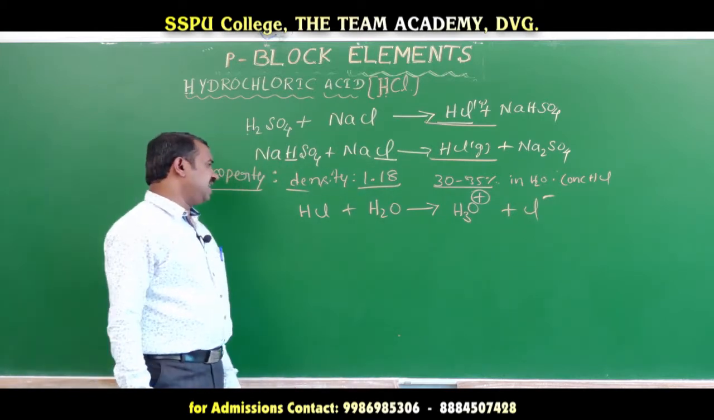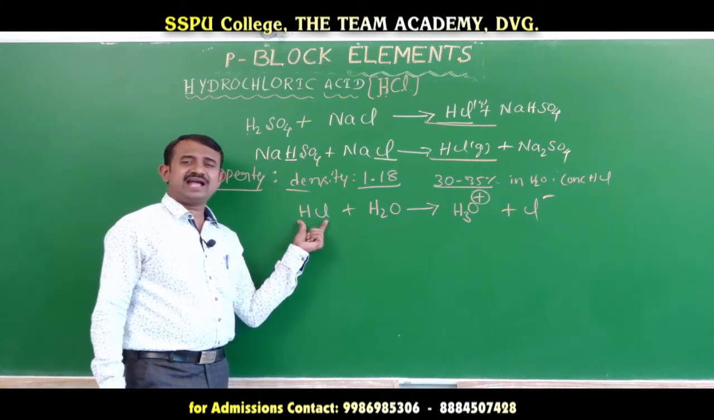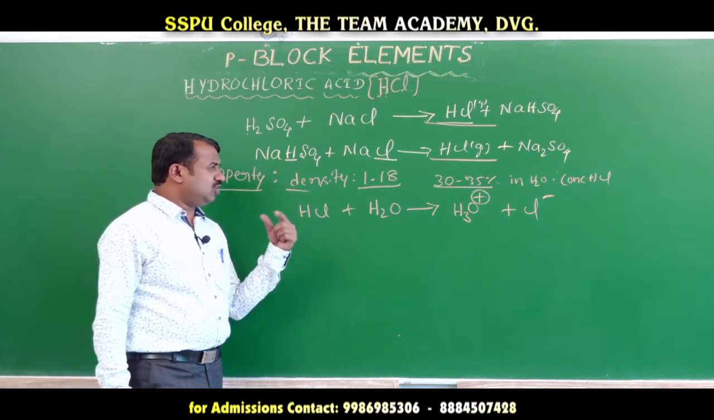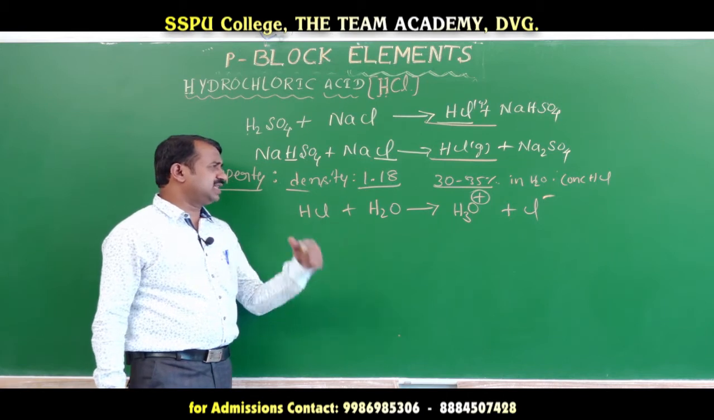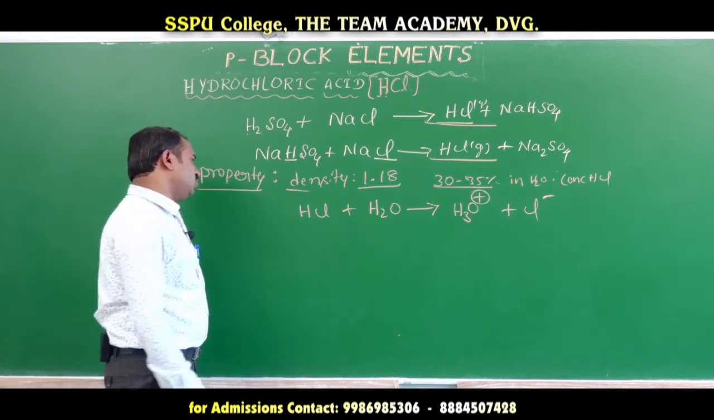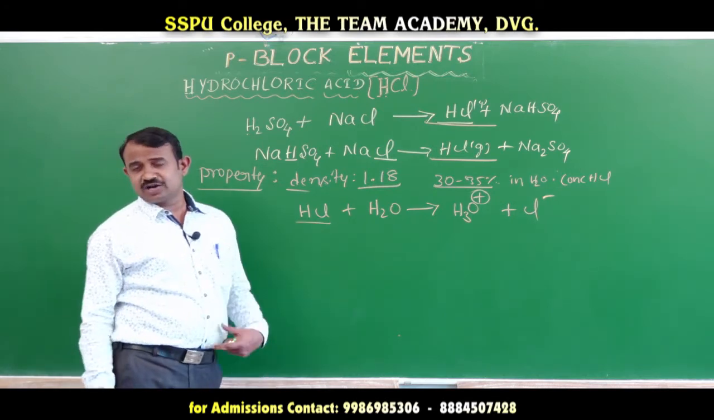It has a strong dissociation energy, more so in hydrochloric acid. It's one of the important characteristics. When hydrochloric acid is dissolved, it is about 30 to 35%. Suppose our stomach generates hydrochloric acid.